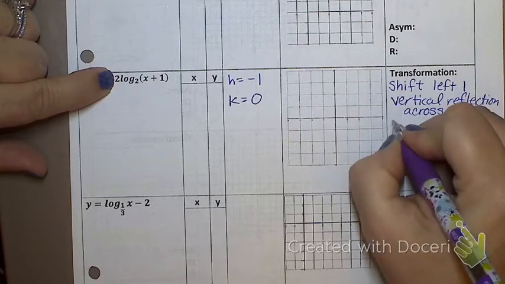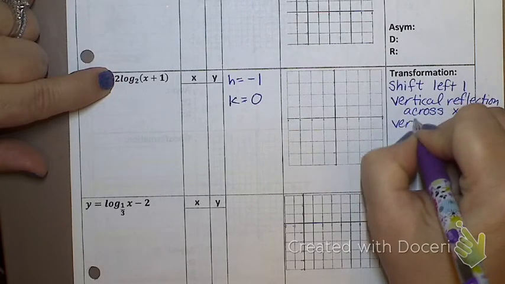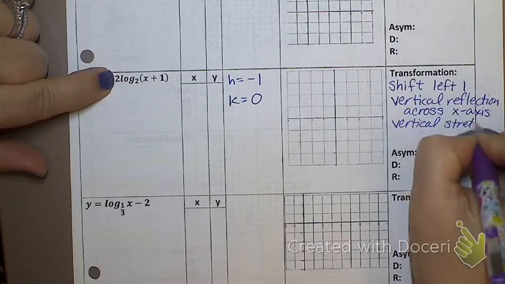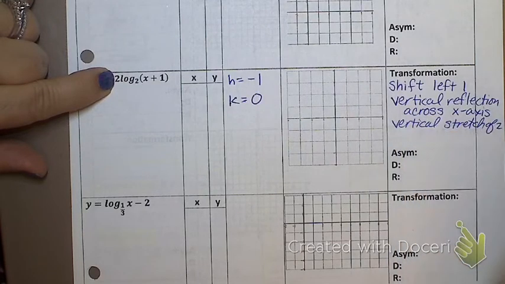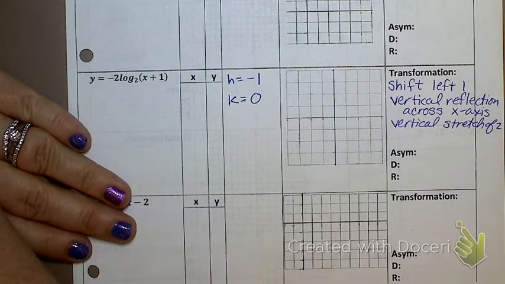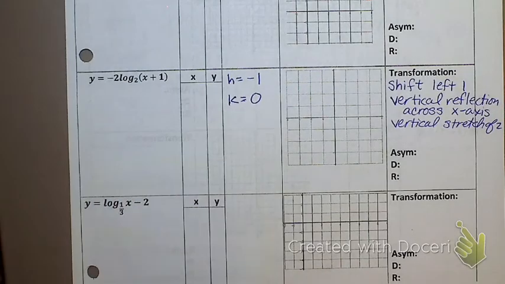What kind of stretch? Vertical stretch of 2. And we're not really going to worry about B values on these guys. We're just going to do A, H, and K. So that's really all you got to worry about. Okay? All right, which one's my asymptote?